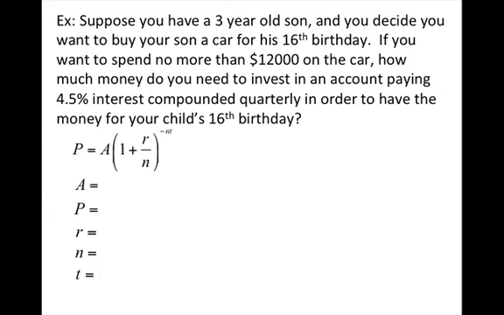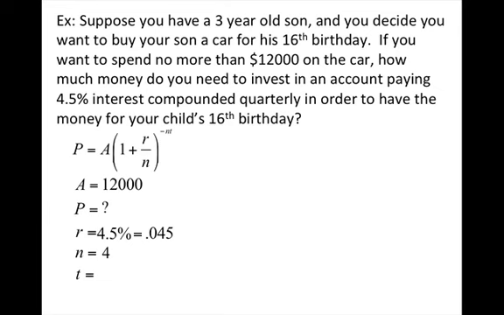The A is the final amount of money. I want to end up with $12,000, so my A is $12,000. P is the amount I'm investing now. That's my principal, and that's what I'm trying to find. R is my interest rate, so that's 4.5%. If I divide that by 100, I get 0.045. N is the number of times compounded. Well, this account is compounded quarterly, so my N is 4.